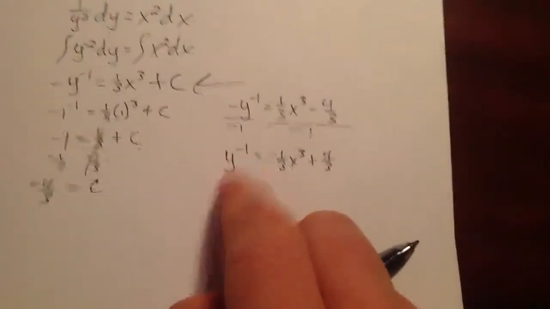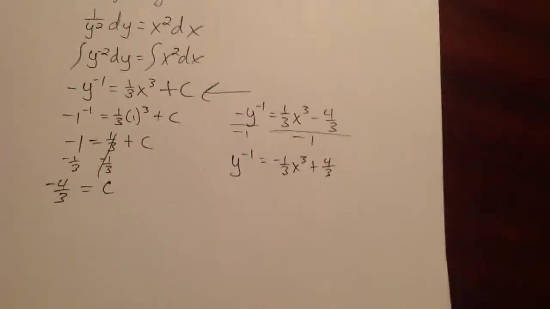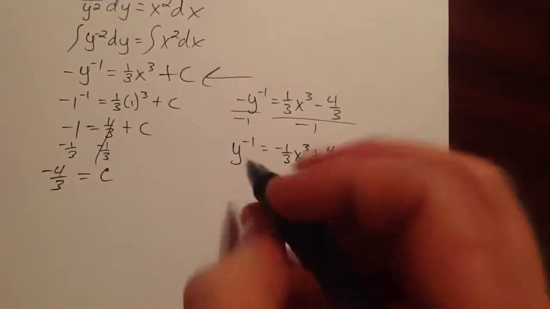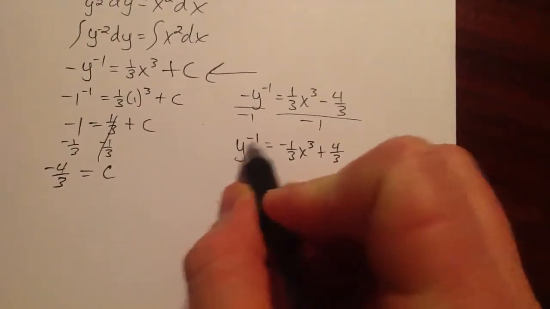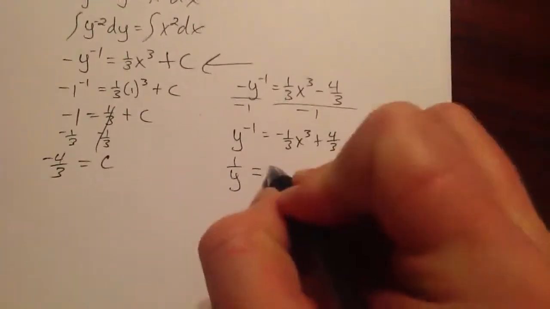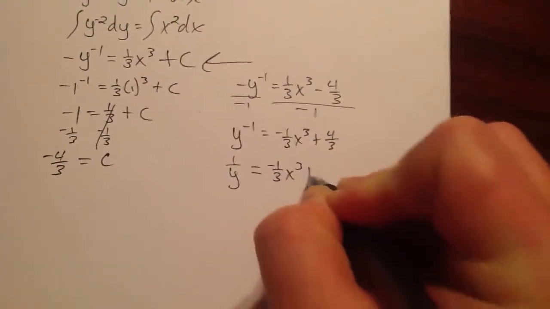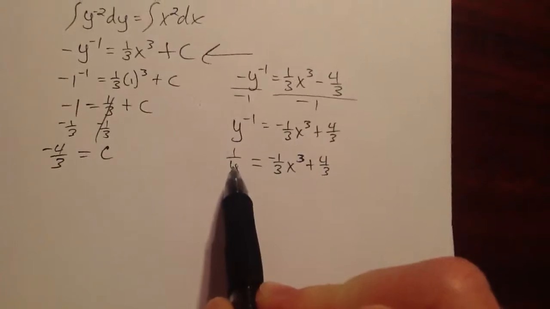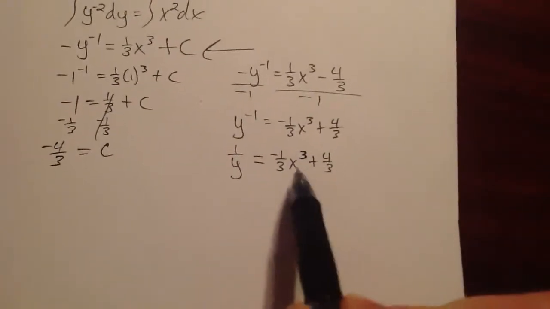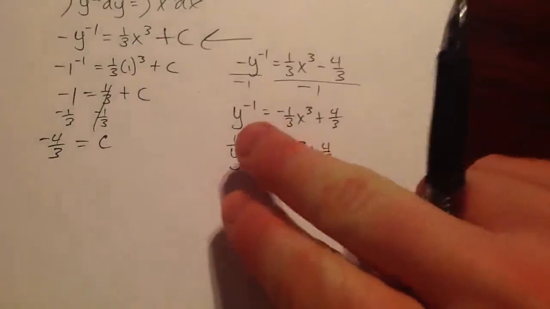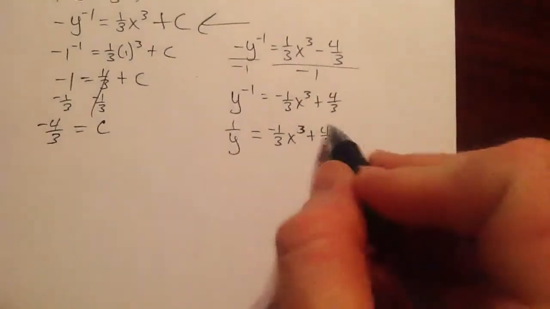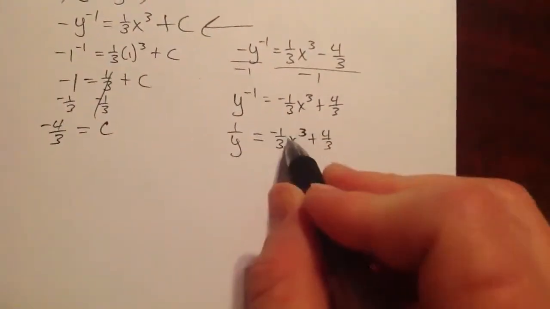Now, how do I get rid of y? How do I get rid of that negative 1 power? To do this, this is like 1 over y, right? Equals this. So basically, you can think of it as multiplying by y on both sides and then dividing by this on both sides. Or you can just think of it as flipping both of them. Either way works.